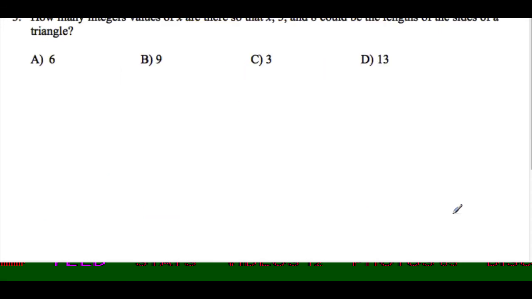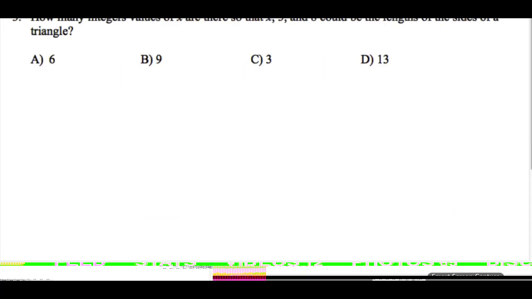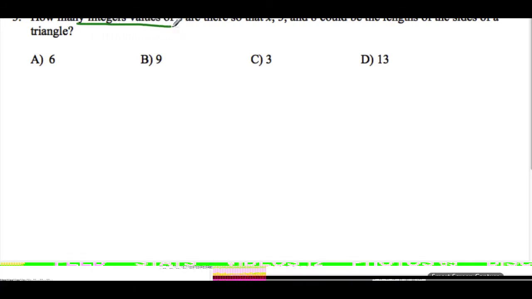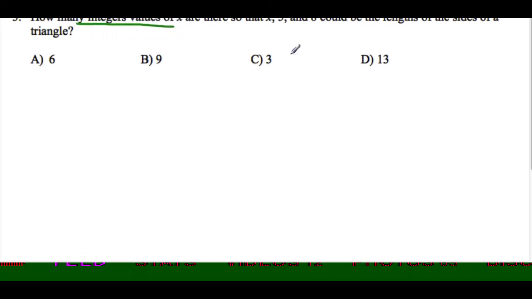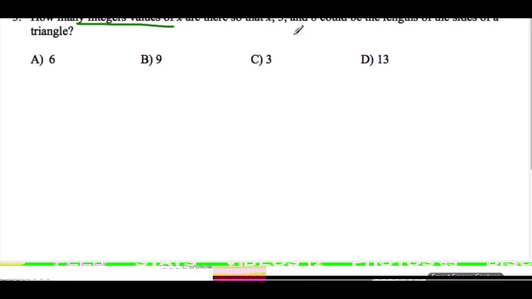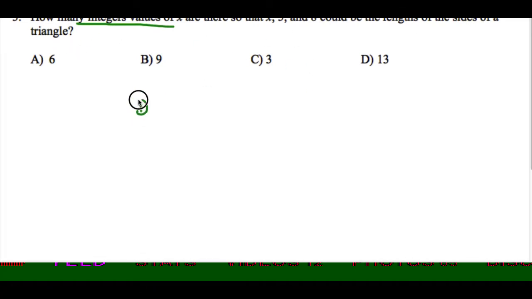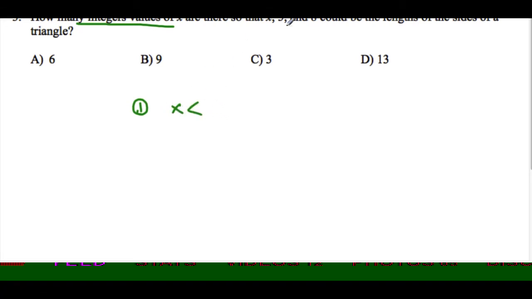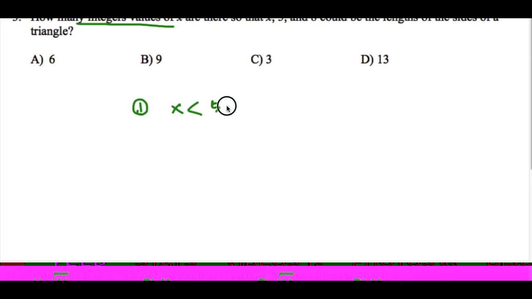Alright, number 3. How many integer values of x are there? So they're looking for integer values. Sometimes they don't mention it, so we couldn't assume it, but in this case we can. So that these 3 values could be the length of the sides of a triangle. The first case which we have to realize is that x can be the longest. Then x has to be less than the sum of the other 2 sides, which is 5 plus 8.